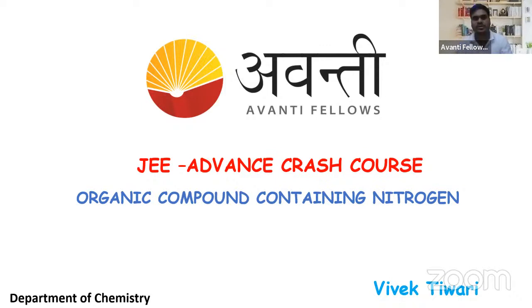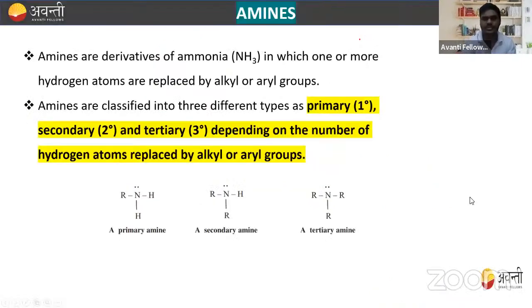Today we are going to discuss the organic compounds containing the nitrogen group, right? We already covered the organic compounds containing halogen and oxygen, that is alcohol, phenol, ether, and also aldehyde, ketone, and carboxylic acid. So today we are going to cover the organic compounds containing nitrogen only. Let's see what we are going to discuss in this class.